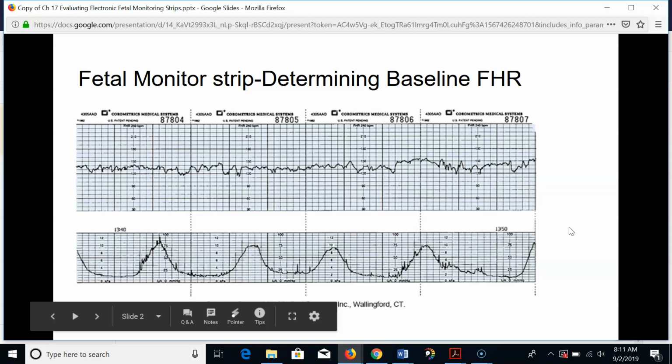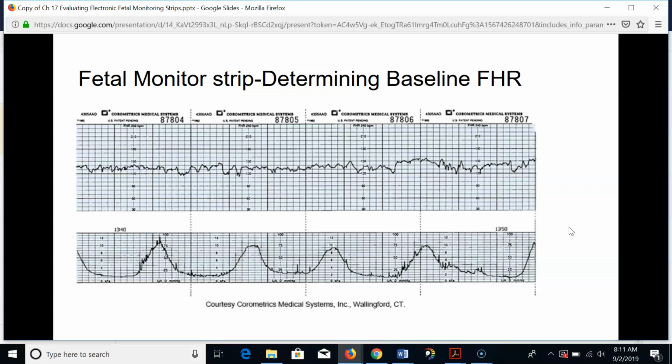This is a fetal monitor strip, and the picture is taken from your book, Figure 17.6. The top portion shows the fetal heart rate, and the bottom portion shows the uterine contractions. Normal fetal heart rate is 110 to 160 beats per minute per your textbook. There are a few other sources that have slightly different numbers, but for testing purposes, we will follow your book of 110 to 160. Anything less than 110 is considered bradycardia, and anything over 160 is considered tachycardia.